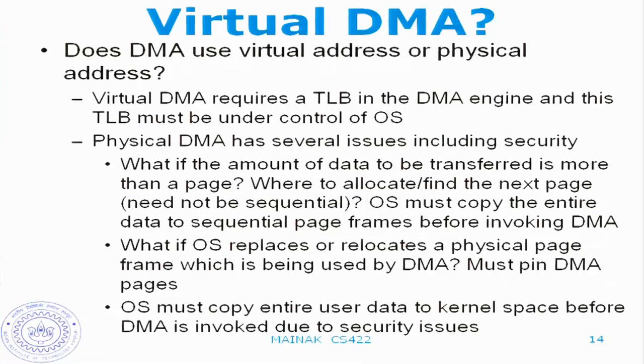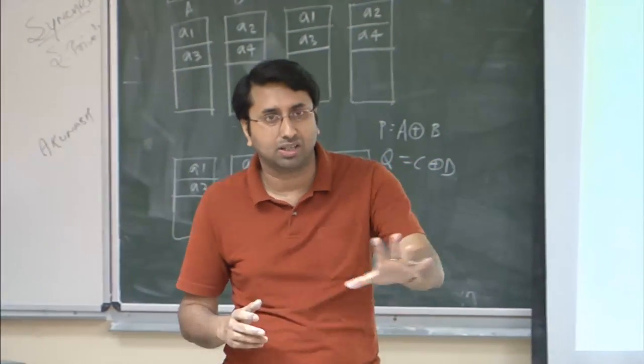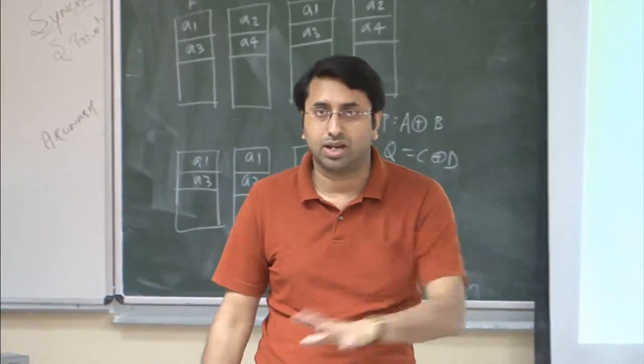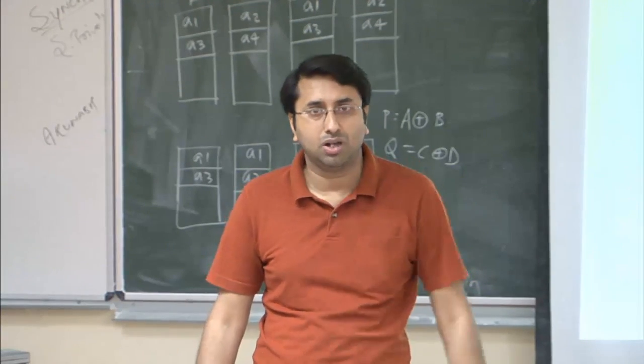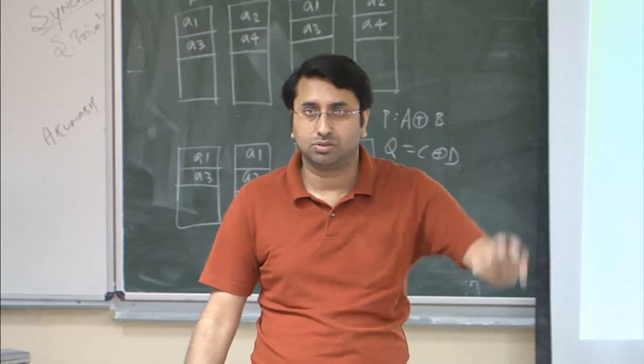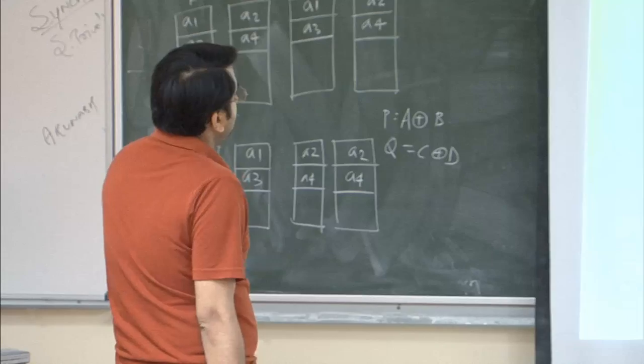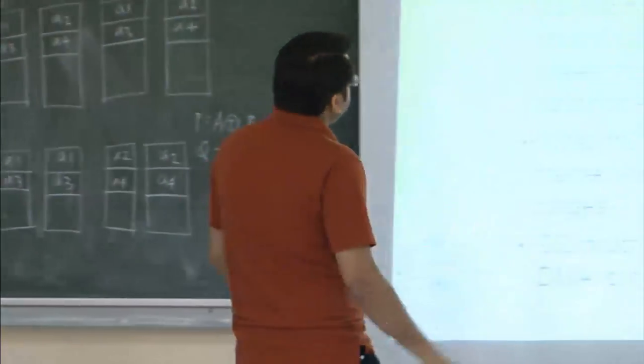So, related to DMA, the one question that we didn't address is, does DMA use virtual address or physical address? The way we have described it, it seems that DMA should use physical addresses, because the CPU sends the physical address of the source and target, and the rest happens without any intervention of OS or anything. Right? So you copy from the physical source address to the target. So let's see the pros and cons of both.